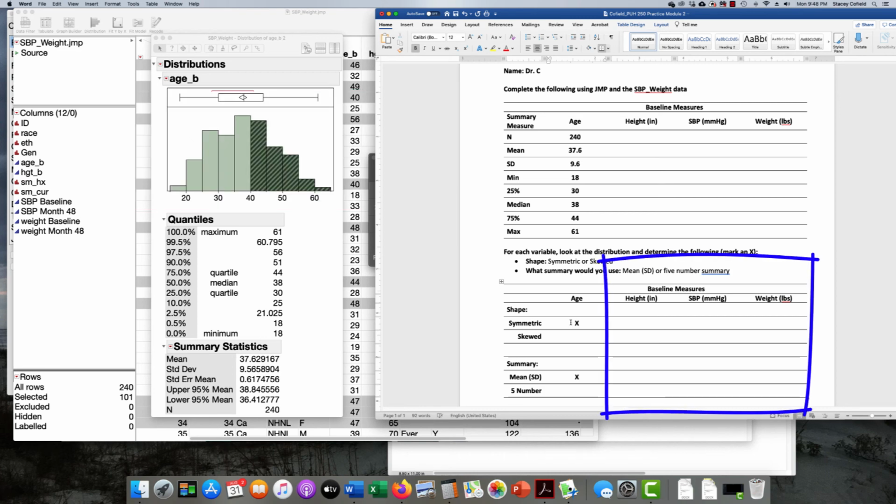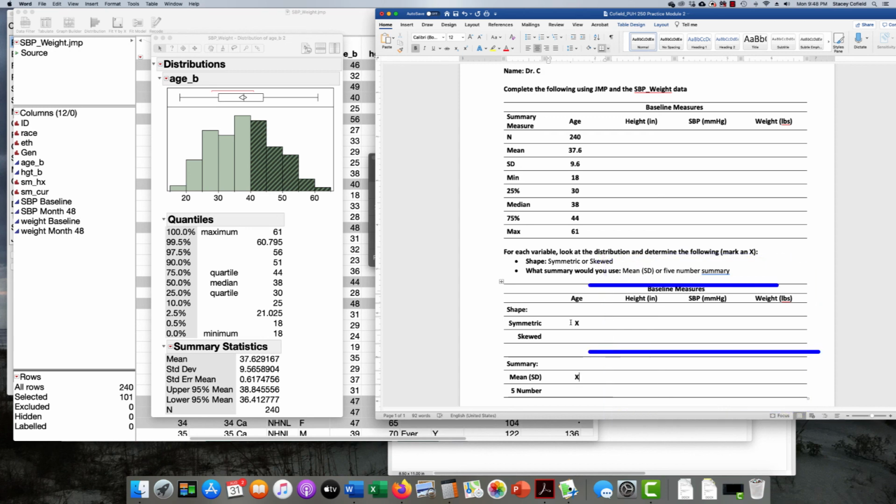Now, in looking at height, systolic blood pressure, and weight, you need to make the decision if these are symmetric or skewed, and depending upon your decision, what is the appropriate way to summarize the data. Remember, symmetric goes with mean SD, and skewed goes with the 5-number summary. So complete that for height, systolic blood pressure, and weight at baseline, and submit this as your practice 2.